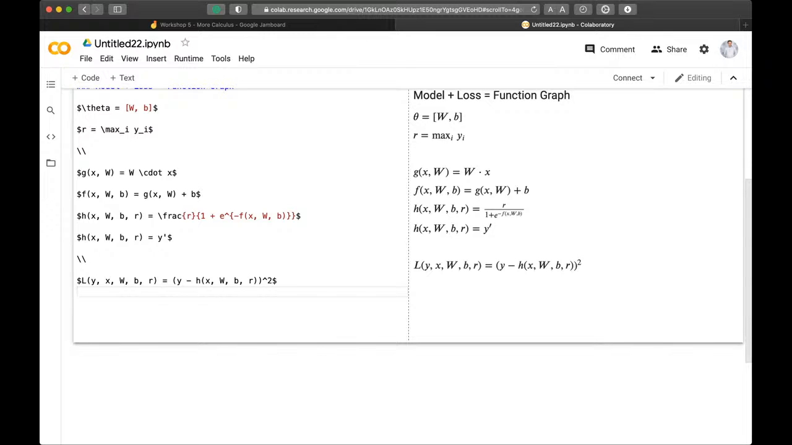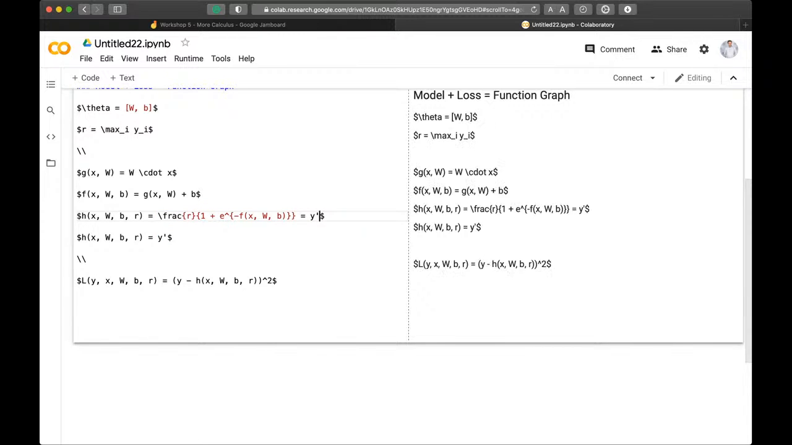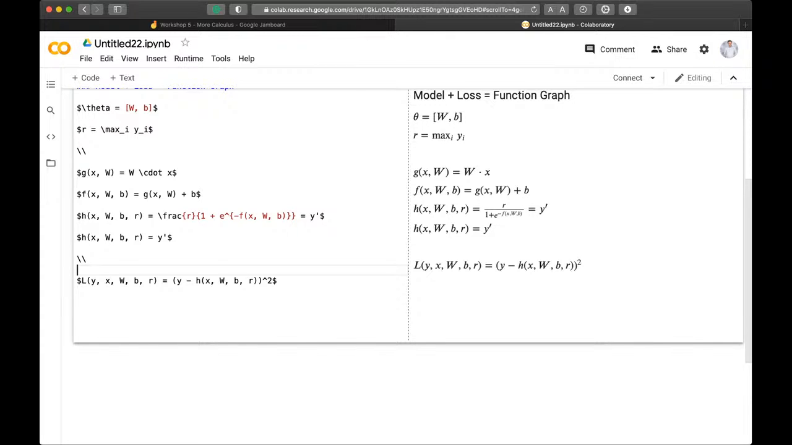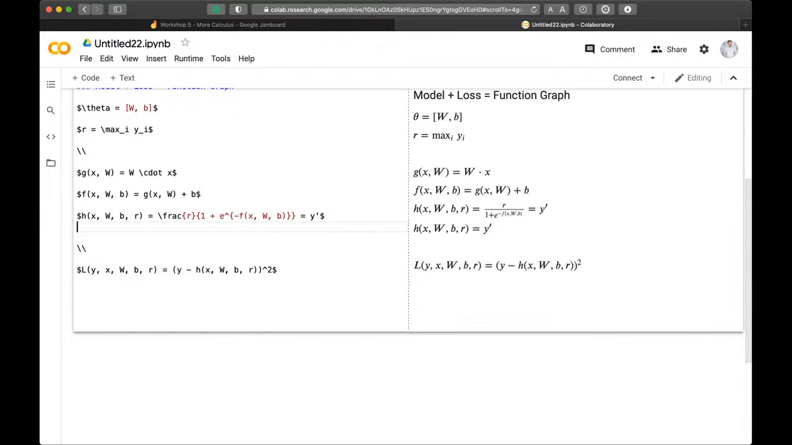So okay, I see the question. Why does h have two different outcomes? It doesn't have two different outcomes. It just means that this equation produces the same output as y prime. So I can just write it here like this. So this is basically the same thing. Maybe if you have such a question, it's not clear.